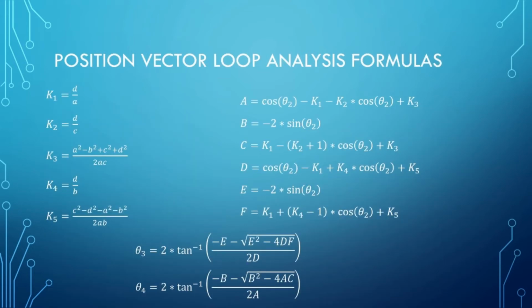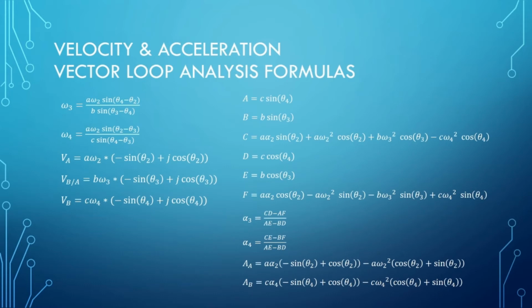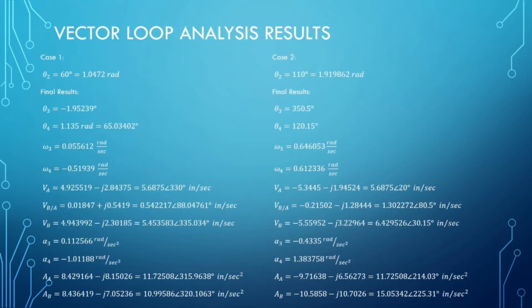Shown here are all of the equations needed to find theta 3 and theta 4 using the vector loop analysis. Shown here are all of the equations needed for the velocity and acceleration vector loop analyses. On the left are the equations needed for velocity, and on the right are the equations needed for the acceleration analysis. Here is what we got after plugging in all of our given values for both examples of theta 2 equals 60 degrees and theta 2 equals 110 degrees.